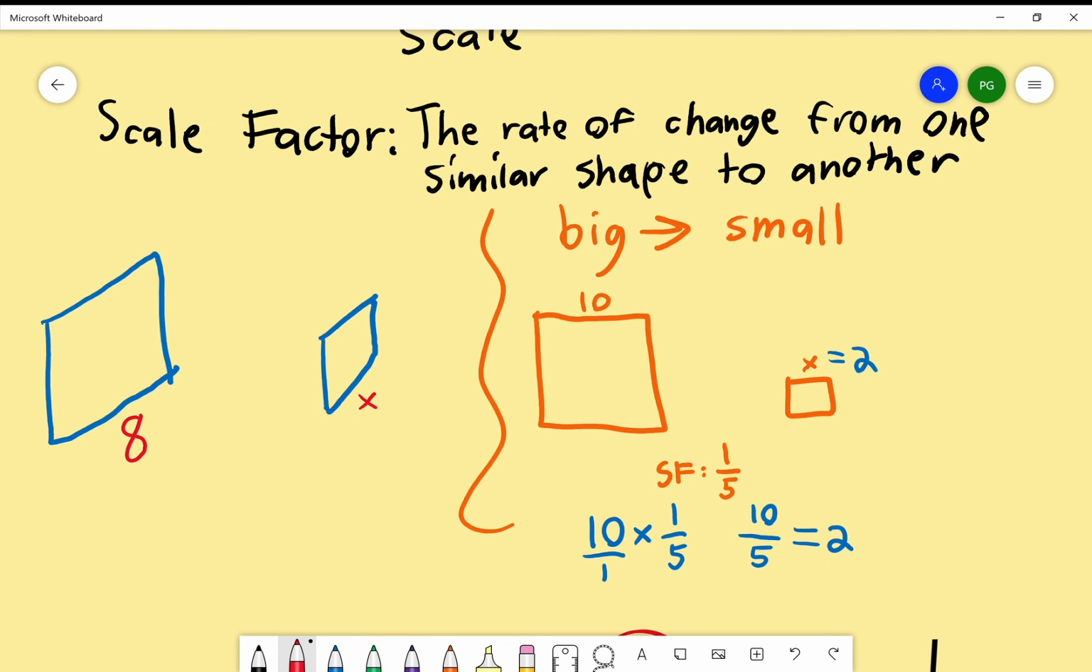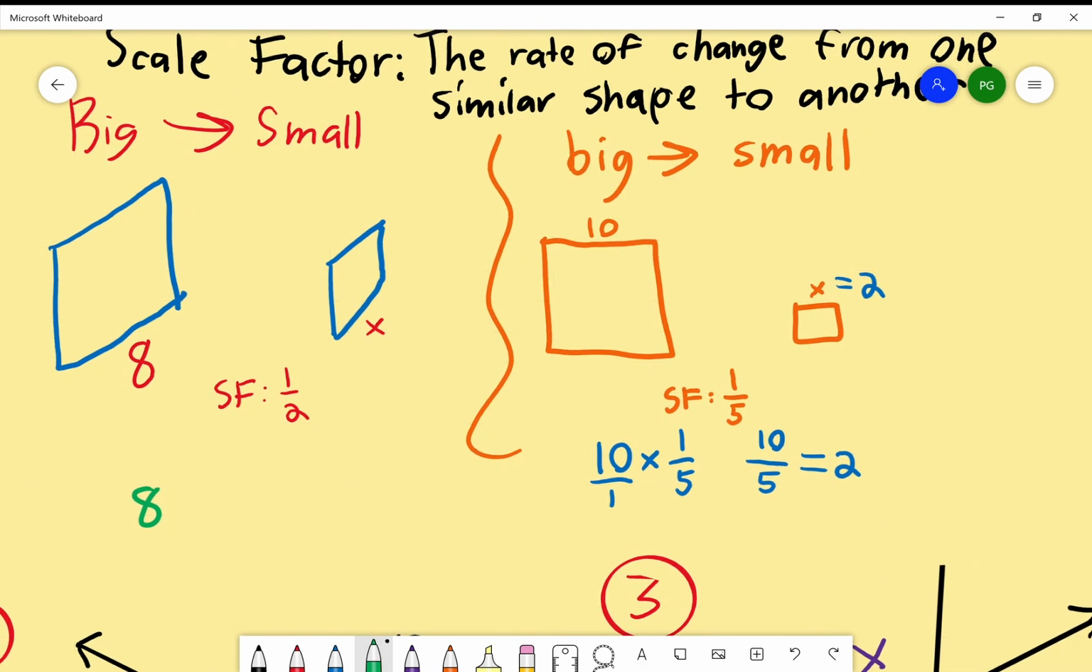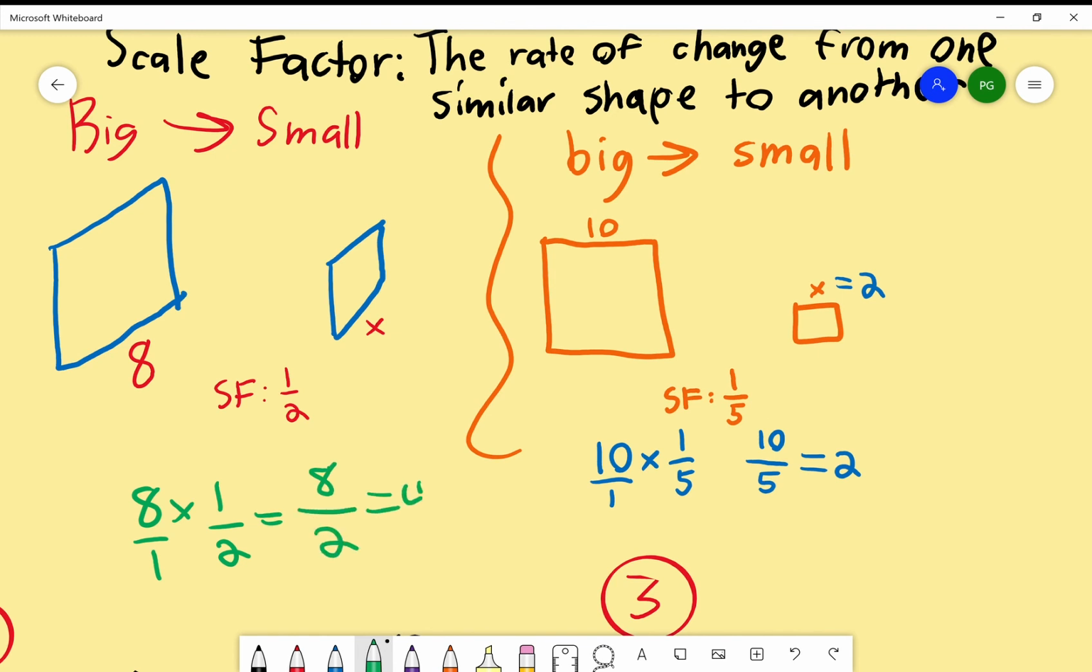Now, to find this out, you need to know the scale factor. And I'm going to tell you your scale factor is 1/2. Remember, it makes sense that it's a fraction. If you're going from big to small, your scale factor is always going to be a fraction. Remember, all you have to do is multiply. Take your 8, multiply it by 1/2. And remember how to multiply fractions. You take your whole number, you give it a denominator of 1, and you can just multiply. 8 times 1, 8. 1 times 2, 2. 8 divided by 2, 4. The value of X is 4.